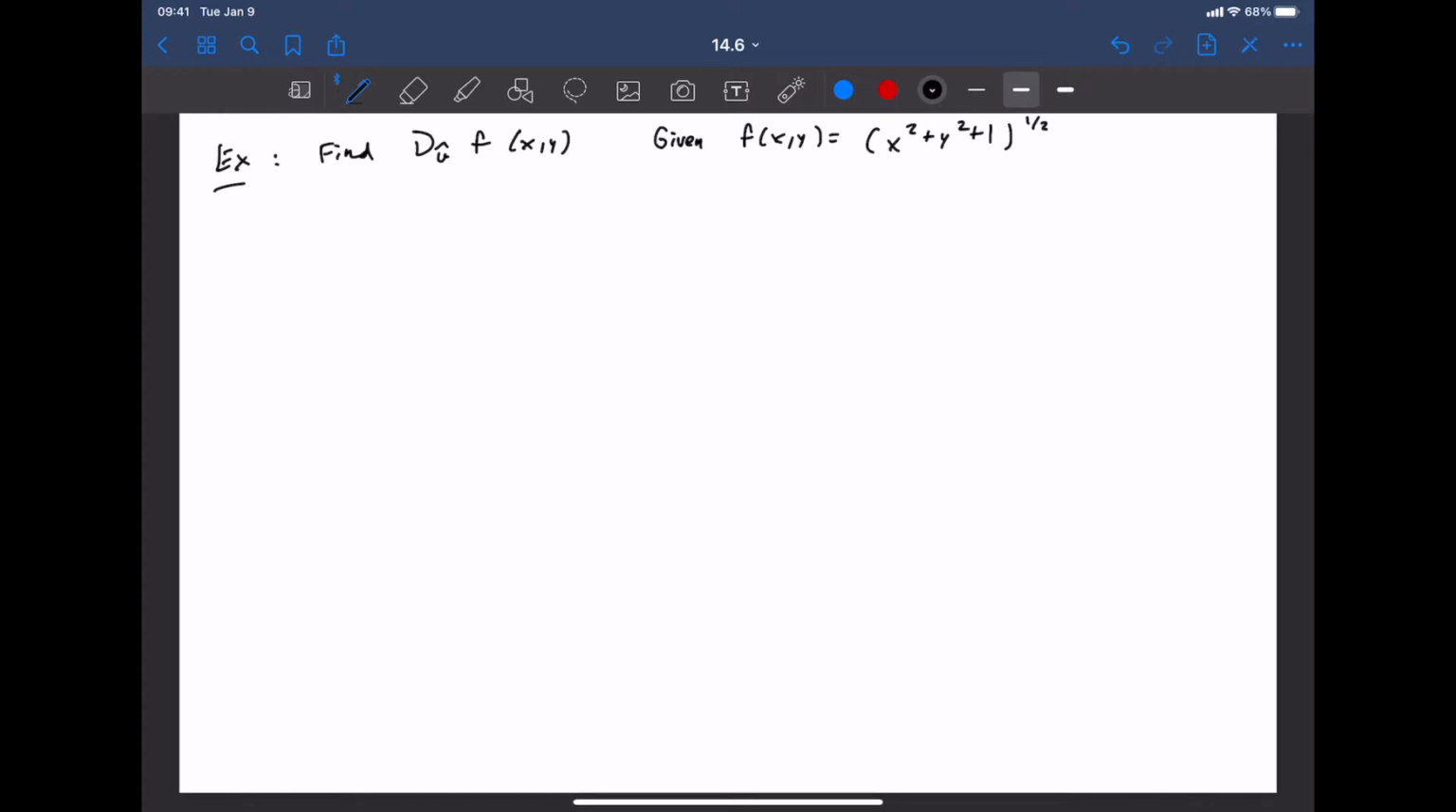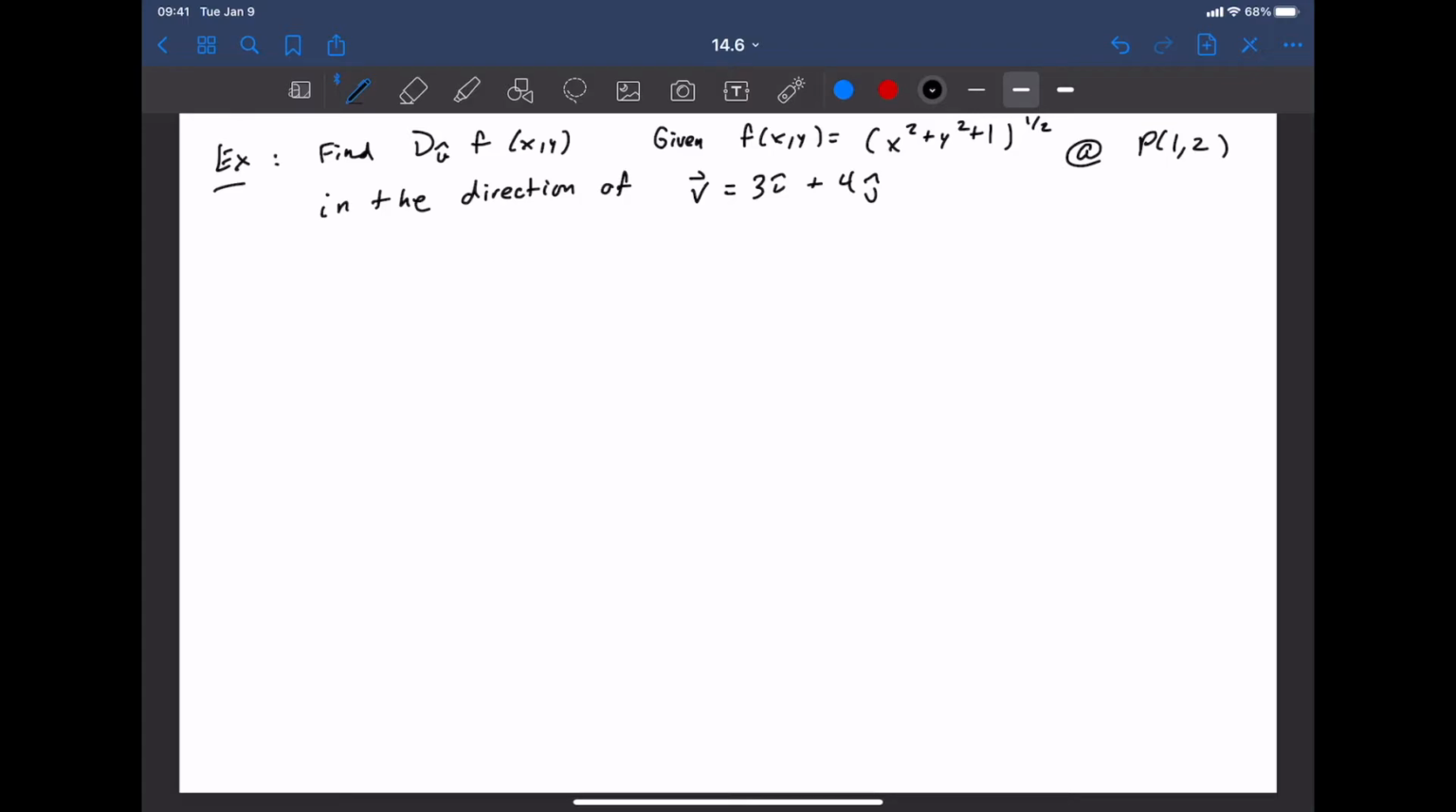I could have written that with the square root, making it nice for you, making sure we understand it's going to be the power rule. At the point 1, 2, our favorite point, in the direction of my vector 3i plus 4j.